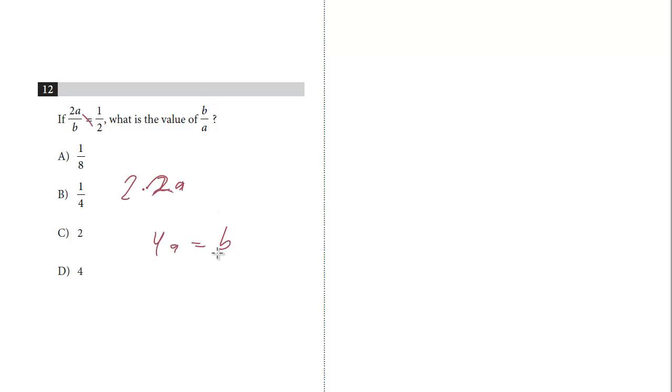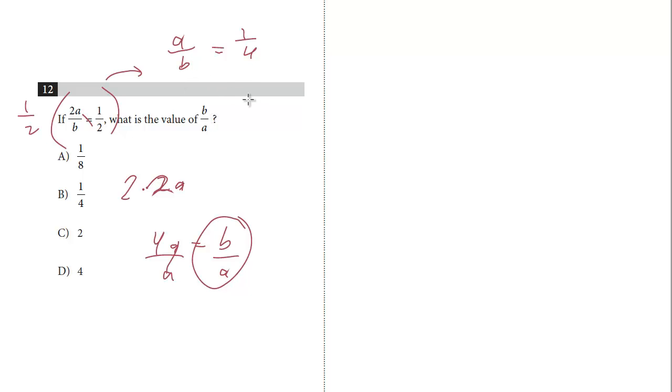Can we change this into b over a? Well, we could divide both sides by a. If we divide both sides by a, this cancels out, and we get what we're looking for, and we get 4. That's one way. Another way of doing this problem is to get rid of this 2 by multiplying both sides by 1/2. Then you get a over b equals 1/4. But we don't want a over b, we want b over a, so we flip both sides, and we get b over a equals 4. So two ways to do it. Either way should arrive at 4.